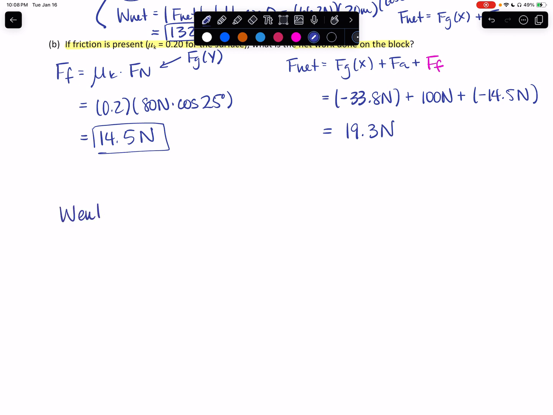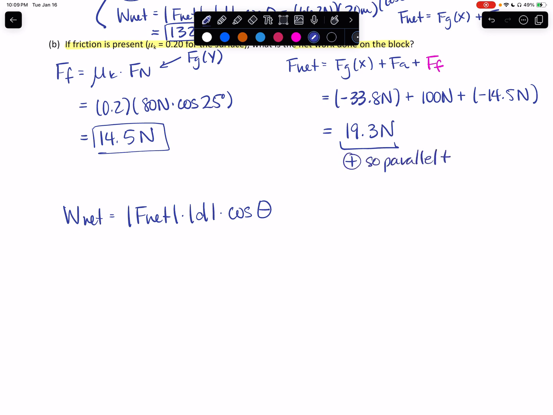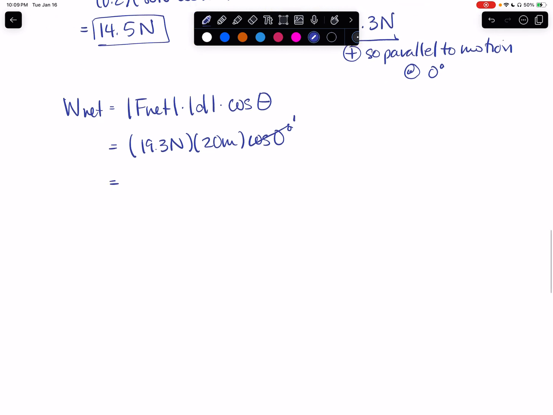We end with our net work. Well, that's not what that says. There we go. We use our net force times our displacement times the cosine of theta. Again, this value is positive, so it's parallel to the motion at 0 degrees. So we're going to have a value of 19.3 newtons times 20 meters times the cosine of 0 degrees. So that cosine becomes 1. And we find that we have 386 joules of energy that's being used to help with the motion.